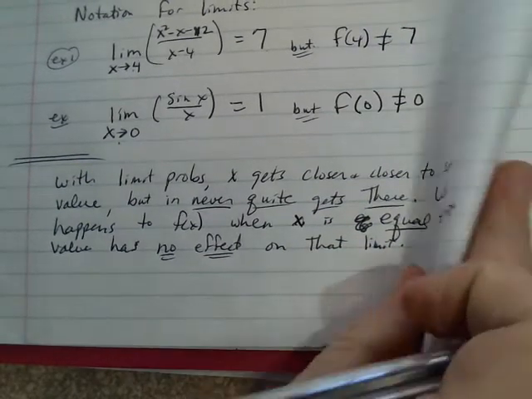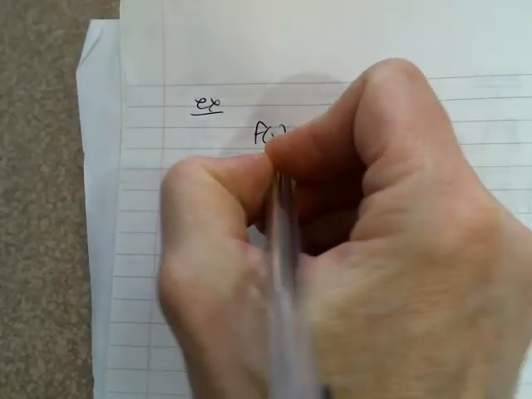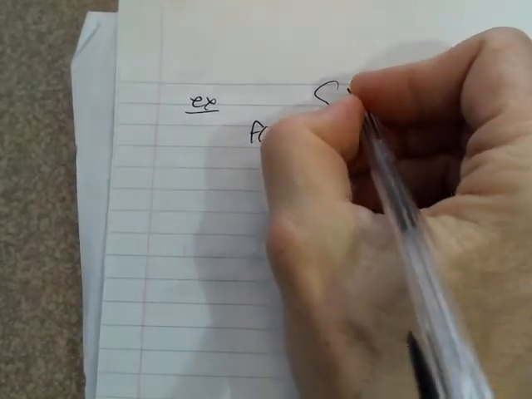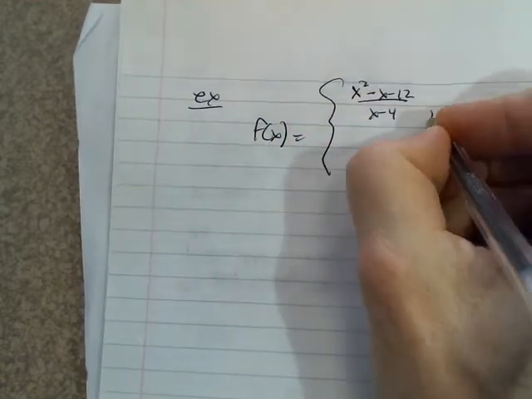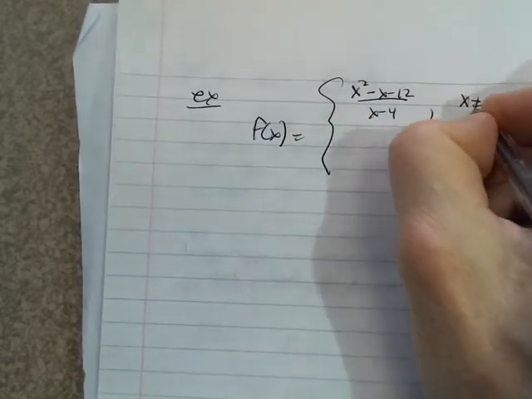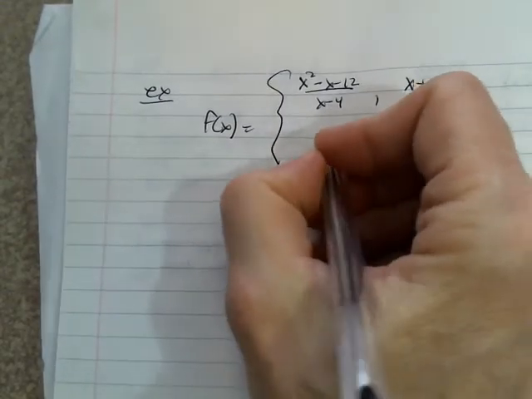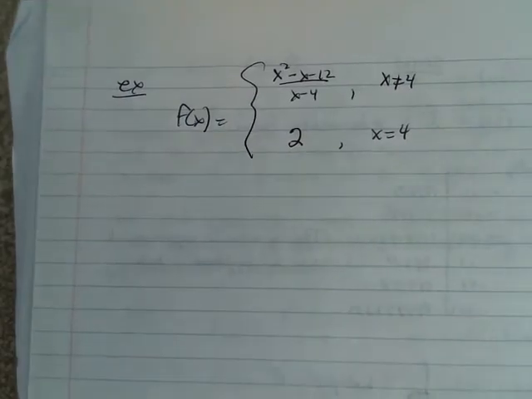So for example, I'm going to give you the same problem that we worked out yesterday, that fraction, but I'm going to make it a piecewise function this time. Let's say I'm going to define f of x as the piecewise function of the fraction that we talked about yesterday, x squared minus x minus 12 all over x minus 4. And that is only when x is not equal to 4. So that's the first piece. And then let's say f of x is equal to 2 when x is equal to 4. So there's a piecewise function.